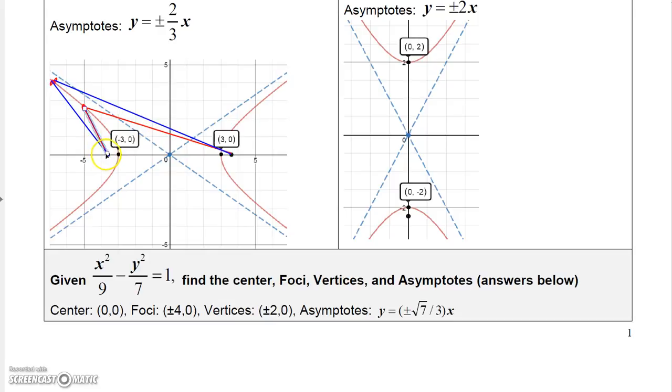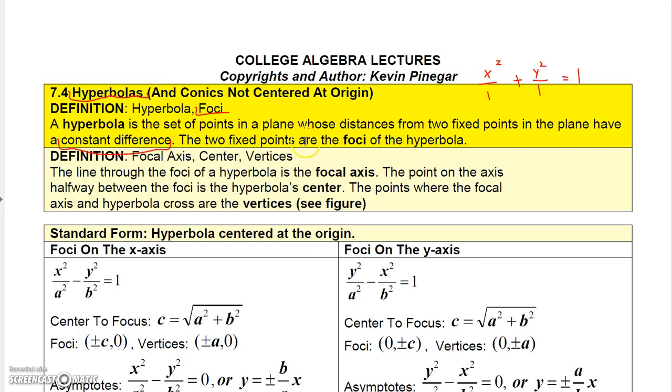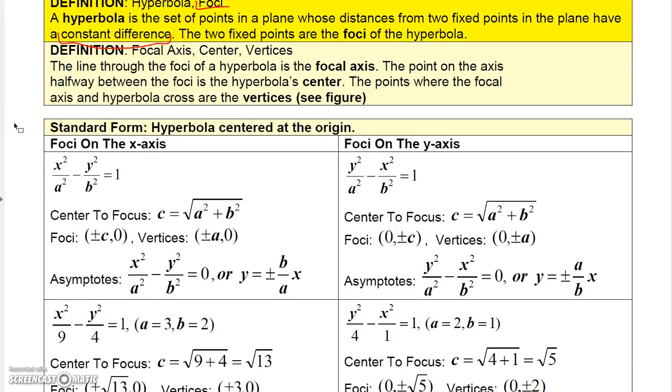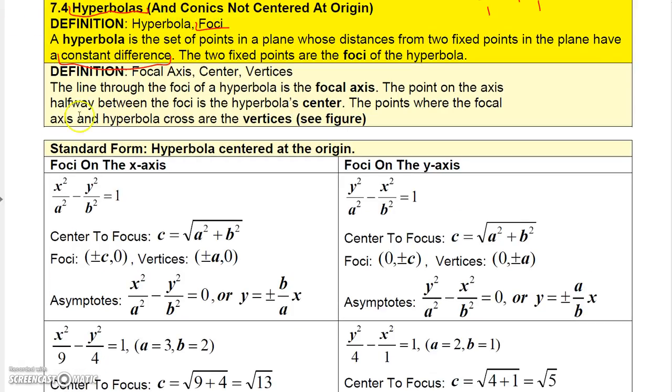It turns out if you pick another point on the hyperbola, say this point up here, and you found the distance from this focus to that point, and then found the distance from the other focus to that point, and you took the length of this segment minus the length of this segment, you would get exactly the same value as you got before. So that's what they mean when they say up here, the distances from the 2 fixed points in the plane have a constant difference. And so hopefully that helps you understand what that statement means.